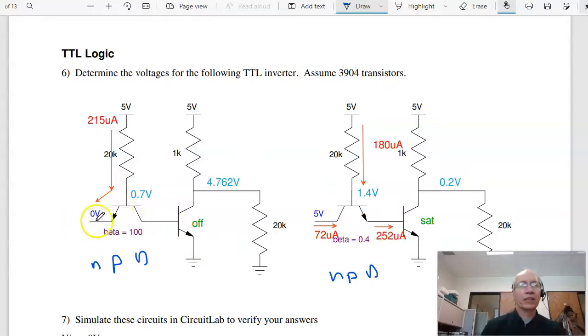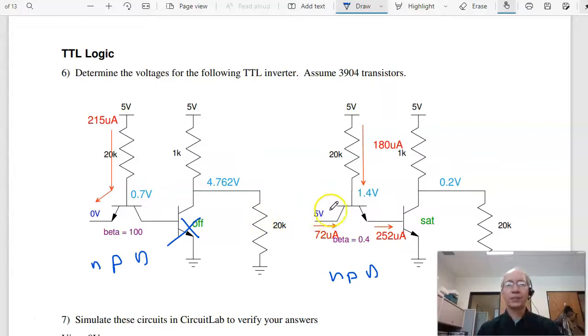Take the left-hand side. When this is 0 volts, this is the path to ground. This becomes 0.7. I need 0.7 plus 0.7, 1.4 volts to turn this on. That's not enough, so the transistor turns off. And I have 5 volts out. So this is a TTL inverter. 0 volts in gives you 5 volts out. A little bit less due to voltage division and loading.